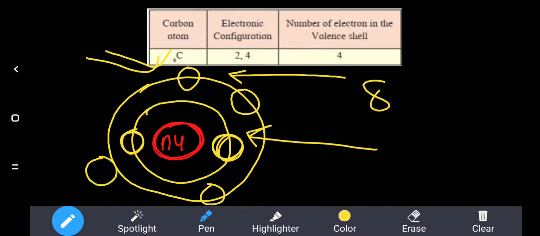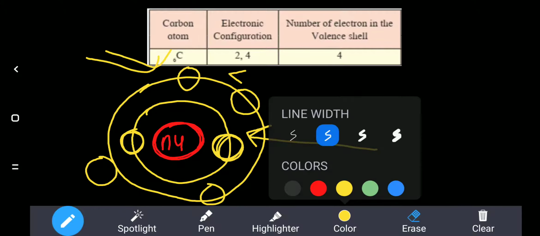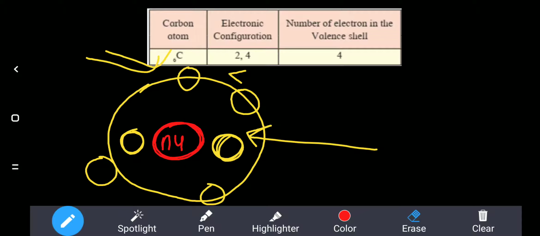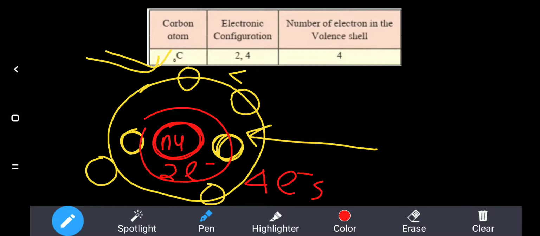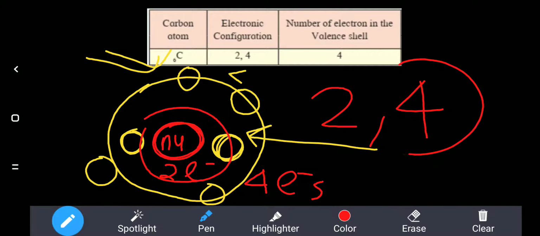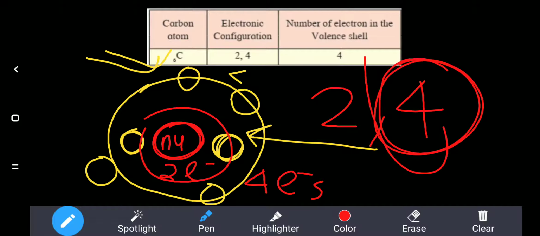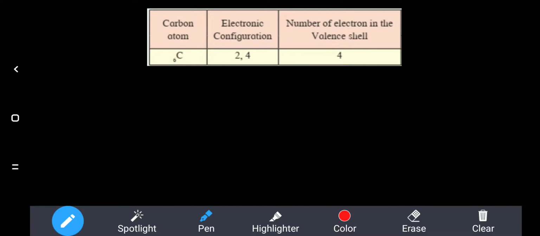Now we have only 6. I have put 2 electrons on the inside and 4 electrons on the outside. So we have the configuration 2, 4. The electrons present on the outside are called valence shell electrons. So we have 4 electrons in the valence shell of this element called carbon, the famous one.